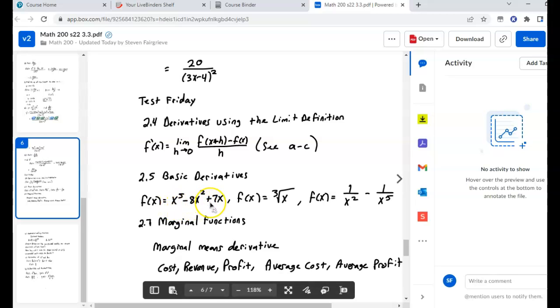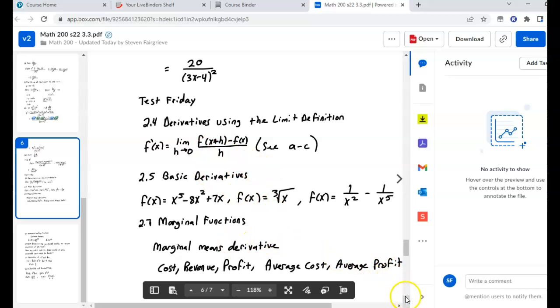Problems like this polynomial, x to the fifth minus 8x squared plus 7x, cube root of x, or this problem here, 1 over x squared minus 1 over x to the fifth. And all those you can just use our derivative rules for. You don't have to use the limit definition, just for the one problem where you're asked to do the definition.